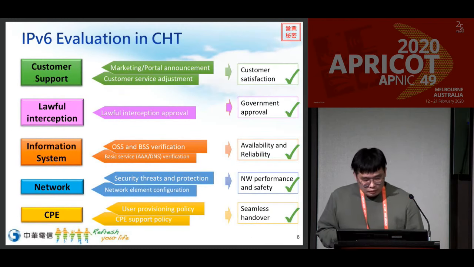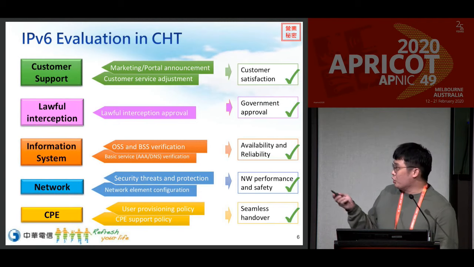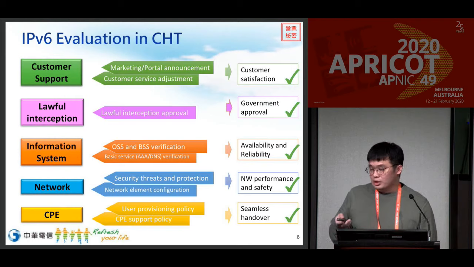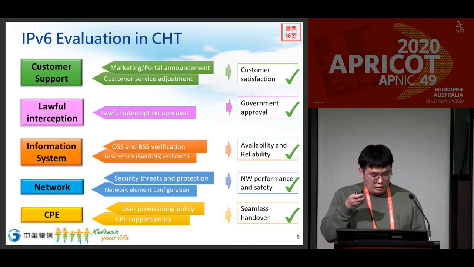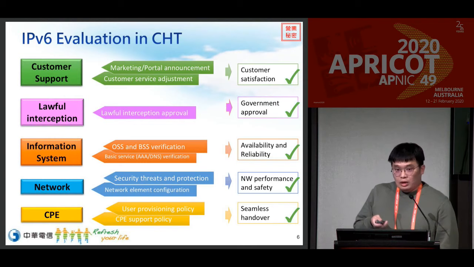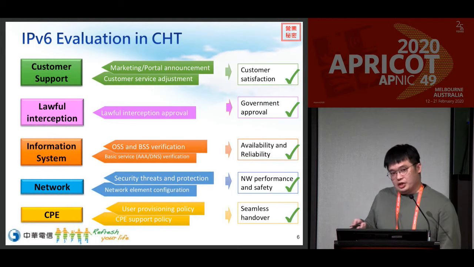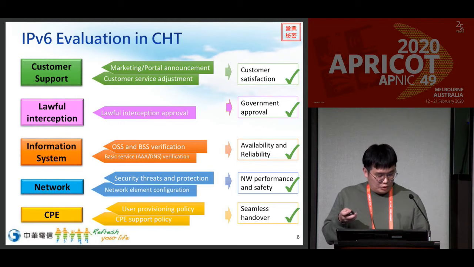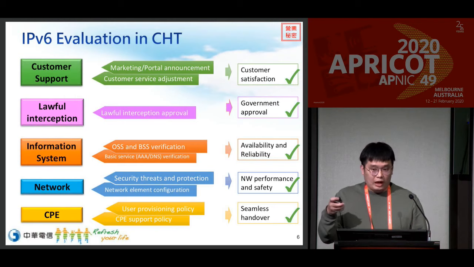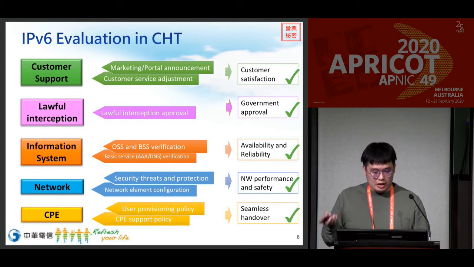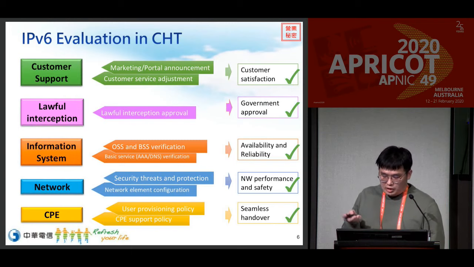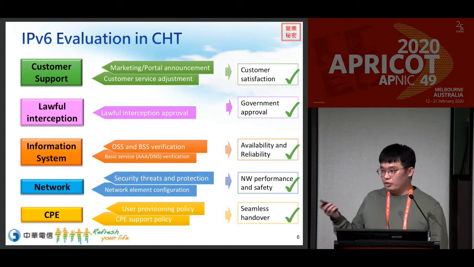All right. And for this, it's our evaluation in CHT. We do lots of work and cooperate with TWNIC, thanks to Kenny. And the first one is our customer support. Actually, it's all for the SOP in our company. Usually customer service, they don't know how to solve the V6 problem, actually. So we have to train them and tell them what they have to ask for the customers and collect the data for them. And the LI, we need to get approved from the government. And for the information system, we got OSS, BSS verification. It's about the AAA profile.